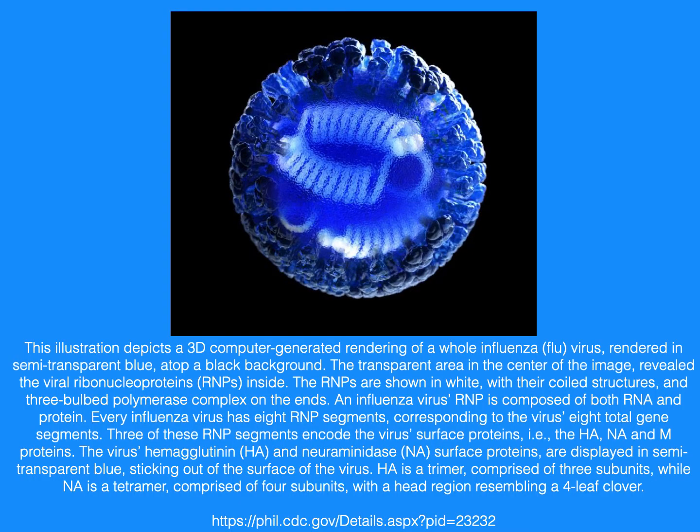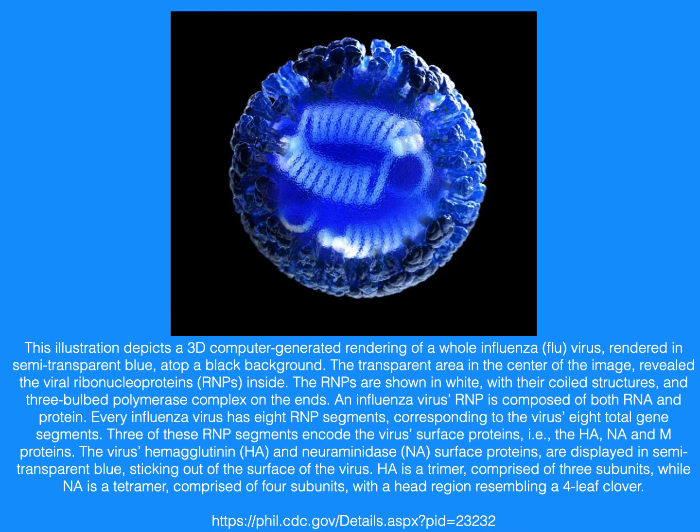This illustration depicts a 3D computer-generated rendering of a whole influenza virus, rendered in semi-transparent blue atop a black background. The transparent area in the center of the image revealed the viral ribonucleoproteins RNPs inside. The RNPs are shown in white with their coiled structures and 3 bulbed polymerase complex on the ends. An influenza virus's RNP is composed of both RNA and protein.